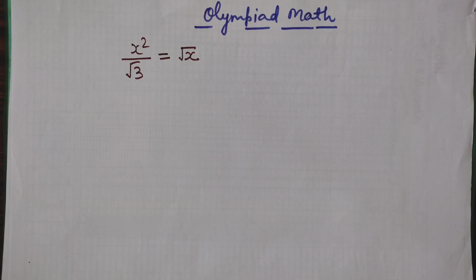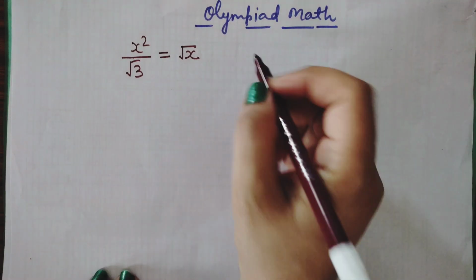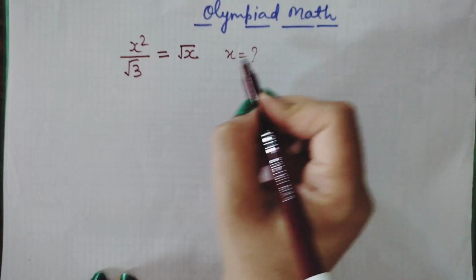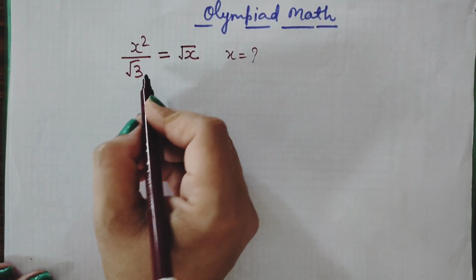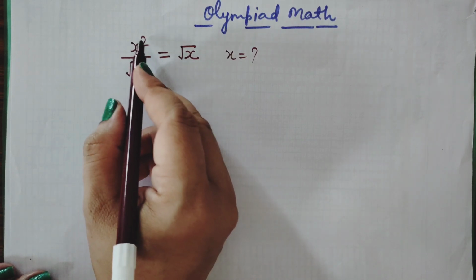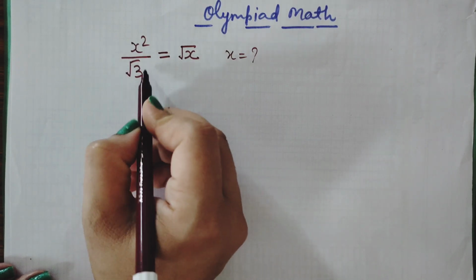x square upon root 3 equals root of x. We need to find the value of x here. So how do we find the value of this x? First of all, we will multiply both sides by root 3, because we need to find the value of x, so we will remove this root 3.